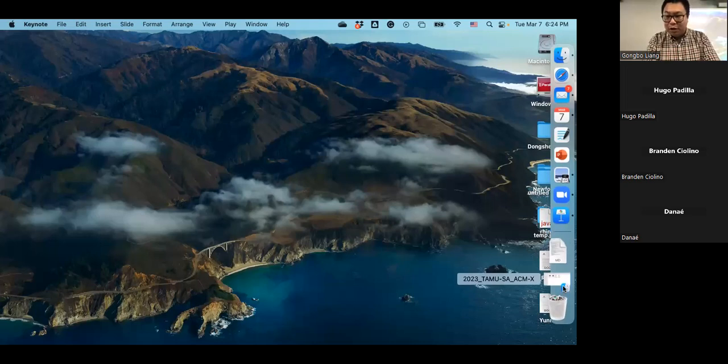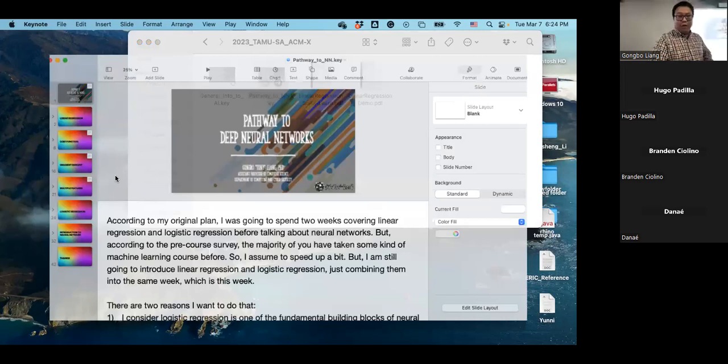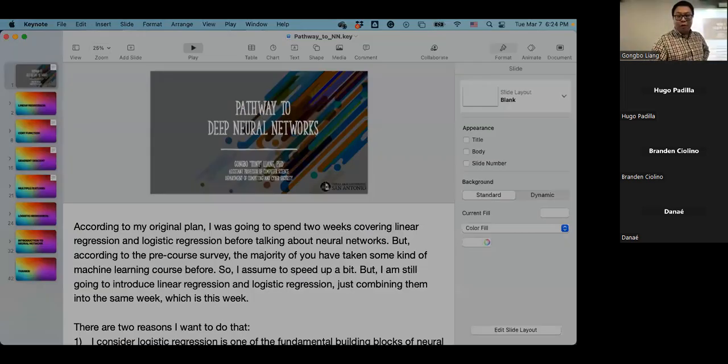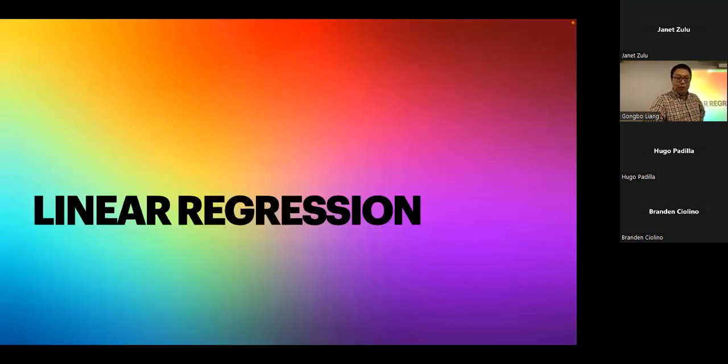So, let's go to the technical side. I will show a few slides. I'm not going to cover all of those, but a few, and then we can write some code. Okay, so linear regression is really the thing I want to introduce.